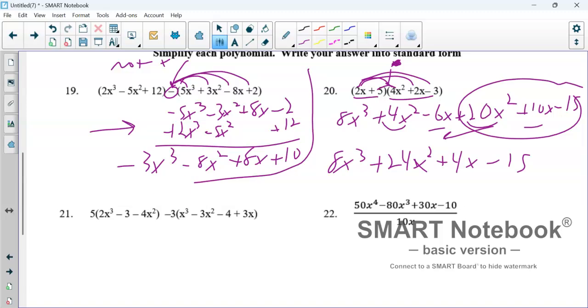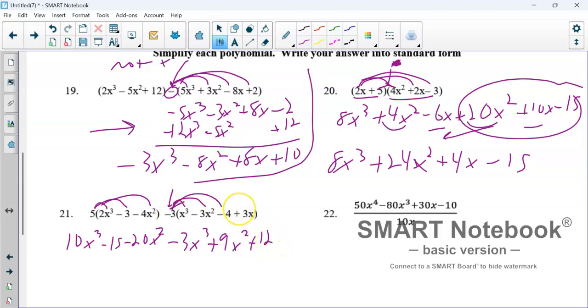Now here, I do have that minus sign, but it's in front of a 3, so you're actually distributing that throughout. So you're distributing the 5 here, so 10x cubed minus 15 and minus 20x squared. And if you wanted to, you could have put this right into descending order. It doesn't really matter. Now you distribute the negative 3. So negative 3x cubed, positive, careful with the signs, positive 9x squared, positive 12, and negative, again, 9x.